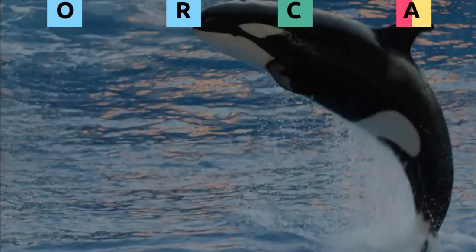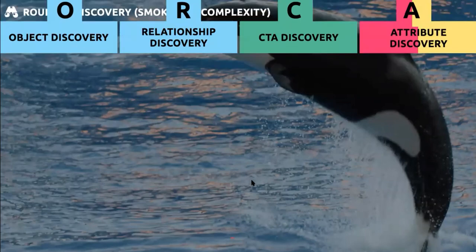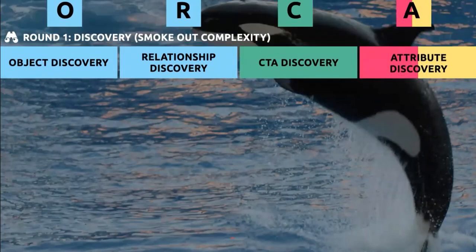ORCA stands for objects, relationships, capabilities, or CTAs, and attributes. And there are 4 rounds of the ORCA process, okay, guys? We have round 1, that's discovery. Discovery workshops are amazing for smoking out complexity, making sure everybody understands all of the complexity and that you can really generate all the questions, okay? So you're generating as many questions as possible early on.